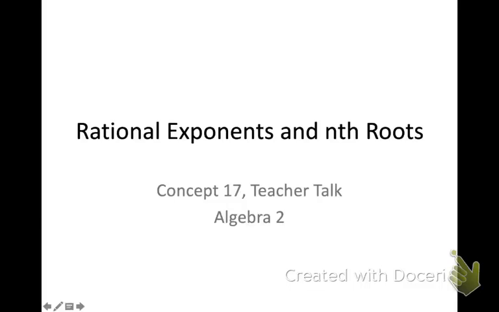Algebra 2, Rational Exponents and Nth Roots. We're going to look at Concept 17, Teacher Talk.